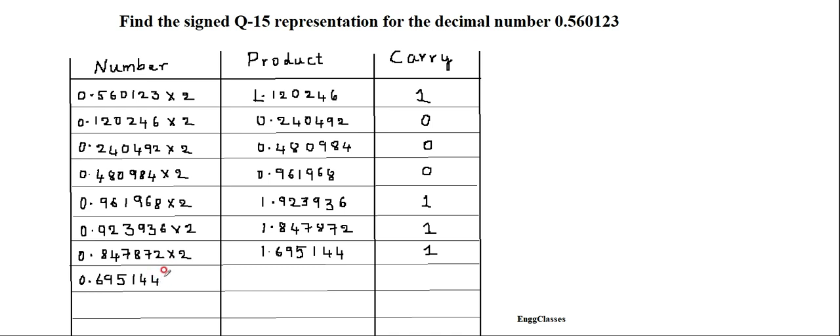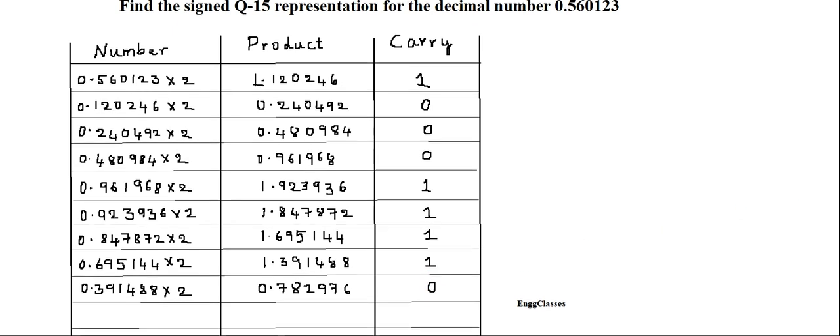0.695144. Again this number I would multiply by 2. What am I going to get? I'm going to get 1.391488 as the answer, and the carry bit I'm going to get as 1. The next number I would consider for the multiplication, leaving the carry bit, is 0.391488. Multiply this by 2, and that leads me to the answer of 0.782976. What is the carry bit? The carry bit is going to be 0 over here.